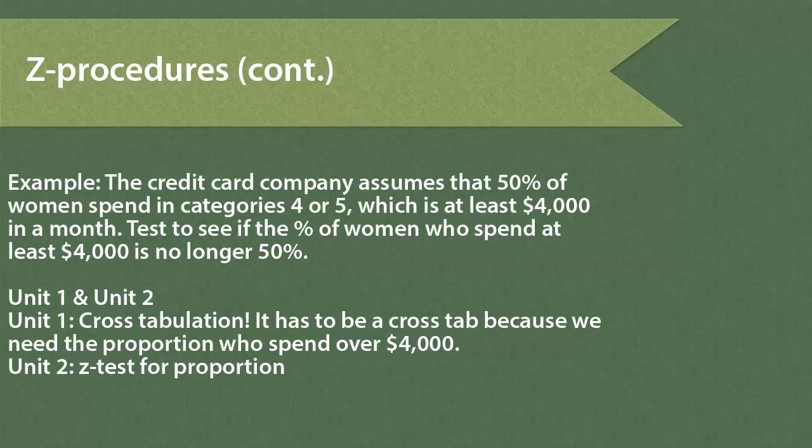So the percentage who spend at least 4,000 would be the percentage of women who spend in either Category 4 or Category 5. Our crosstab will help us obtain not only the sample size for women, but the number of women who spend in either of those two categories. Finally, then we could use that sample information to run our z-test for proportion, assuming a test value for p equal to 0.5 or 50%.